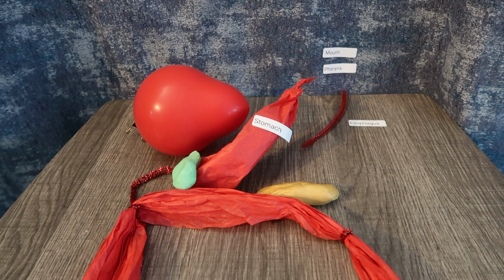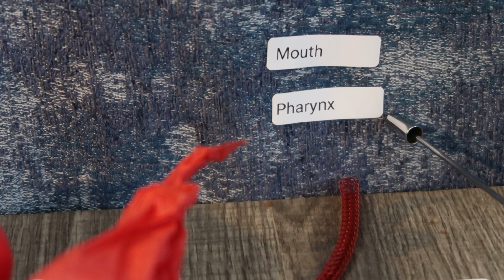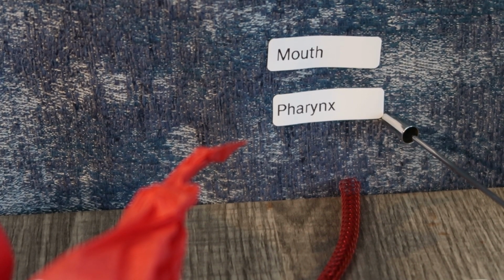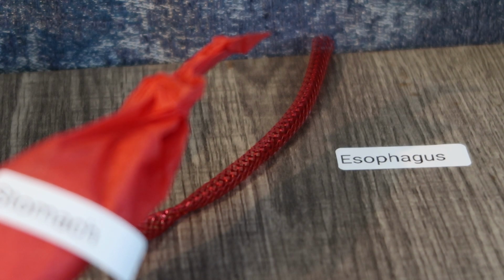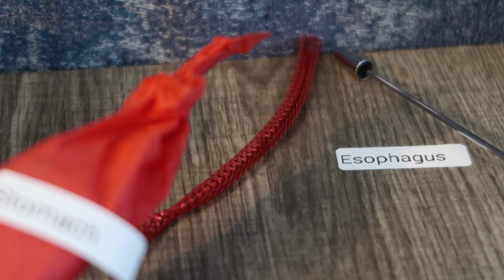Now we're going to look at the following parts as food moves down into the body. Food is going to start in the mouth, then move to the pharynx. After the mouth and the pharynx, we're going to talk about the esophagus. The esophagus is your food tube, so it's going to bring food from your mouth and pharynx down to your stomach. At the top of it, it's going to have a sphincter, and at the bottom of it, it's going to have a sphincter.